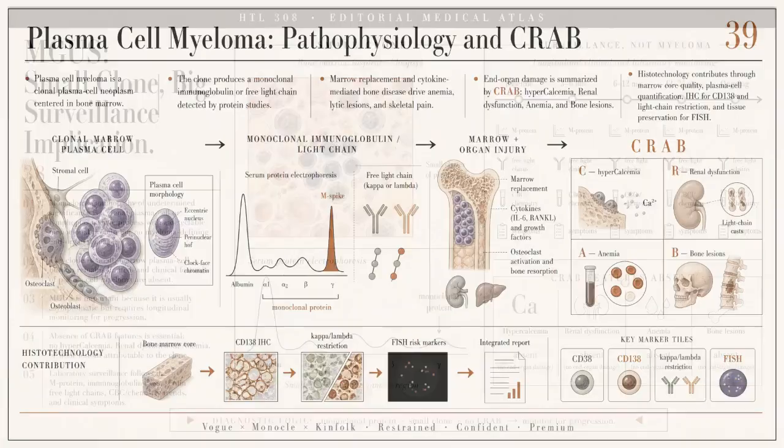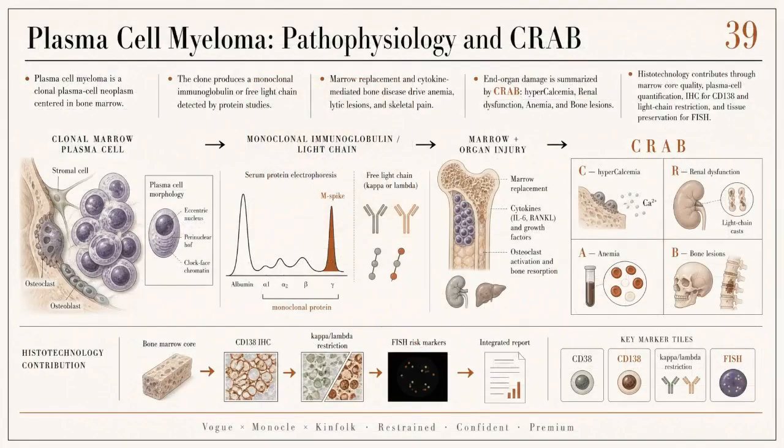As we transition into the detailed study of plasma cell myeloma, it is essential to appreciate how this disease exemplifies the intersection of pathology, histology, and advanced laboratory diagnostics, core competencies for any histotechnologist working in hematopathology. Plasma cell myeloma, also known as multiple myeloma, is a malignant clonal proliferation of plasma cells within the bone marrow.